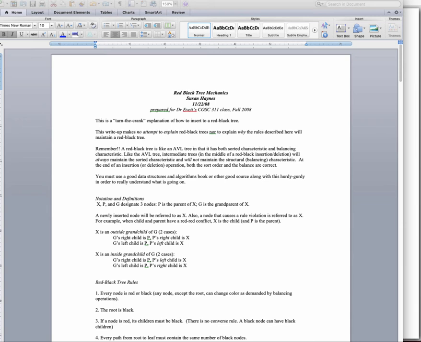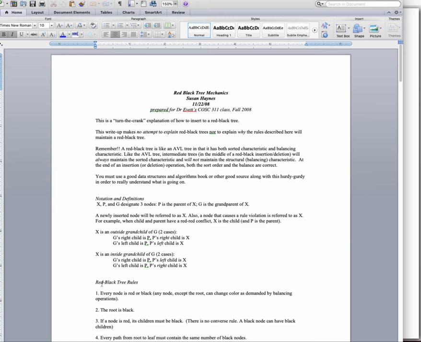So first of all, it says that every node in the tree is either red or black. And it says over here, any node except the root can change color as demanded by balancing operations. A little bit of history here. Originally, when this idea was proposed, I think in the early 1970s, there wasn't the notion of a red-black tree. It was just that the node had a bit. In some of the nodes, the bit was set. In some of the other nodes, the bit wasn't set. And basically, being set corresponded to it being red. If it wasn't set, it was called black.